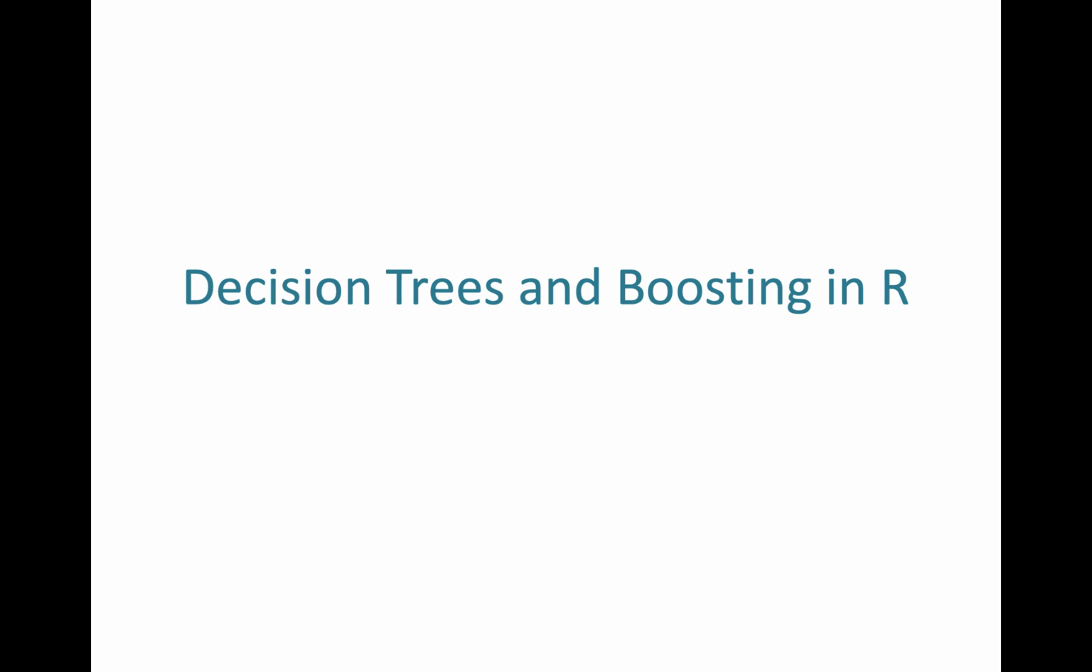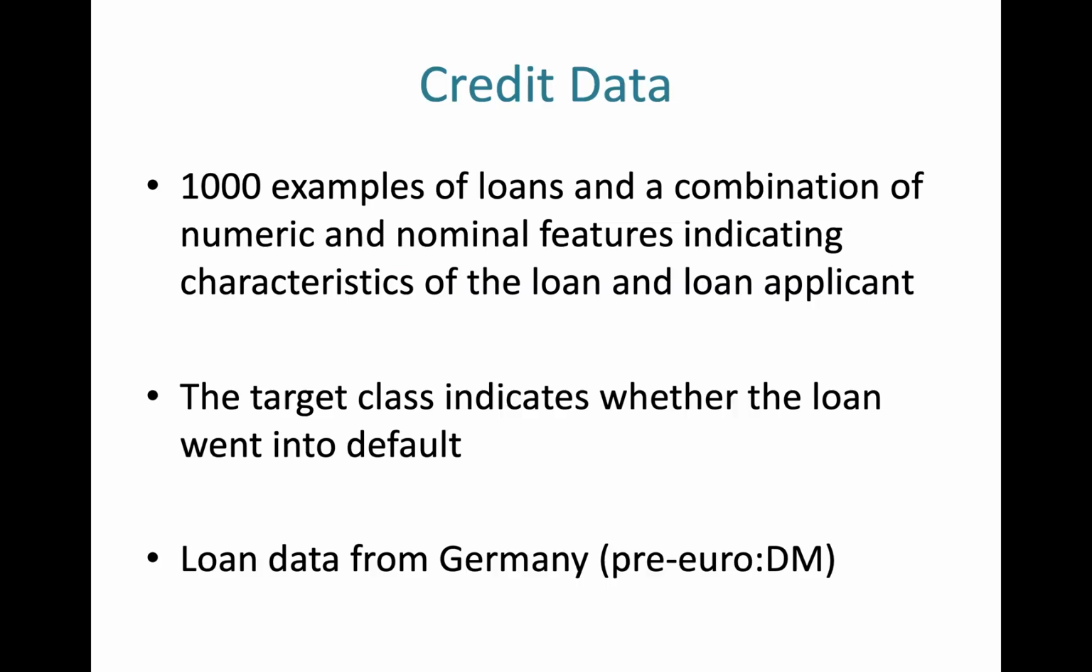So I'm going to first work on an example with decision trees and how we can improve a decision tree using boosting, and then we'll move on to bagging and to another example for bagging and random forest. For decision tree and boosting, we're going to be working with a credit CSV file. This file basically has 1,000 examples of loans that have a combination of nominal, categorical, and numeric features, indicating characteristics of the loan and characteristics of the loan applicant. And the target class is whether the loan went into default or not.